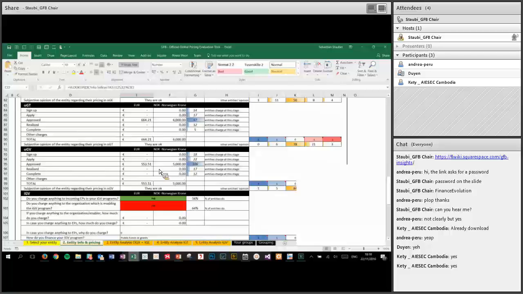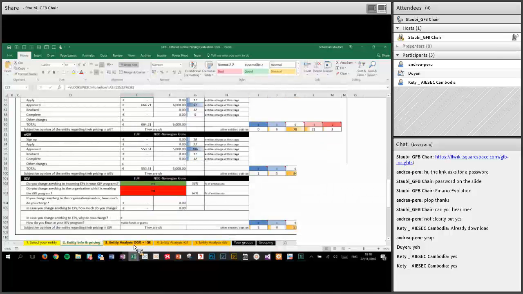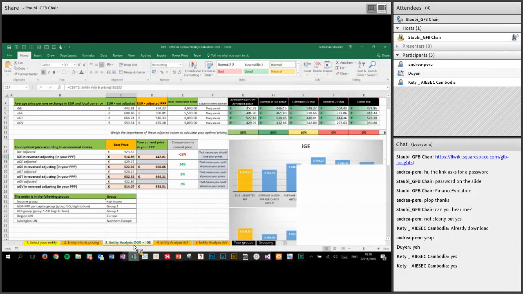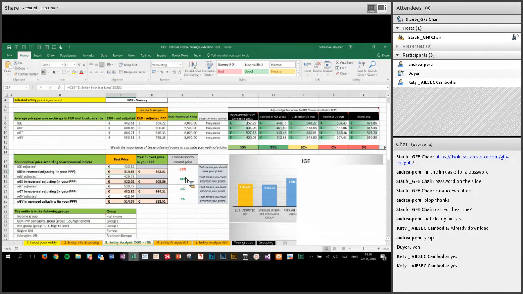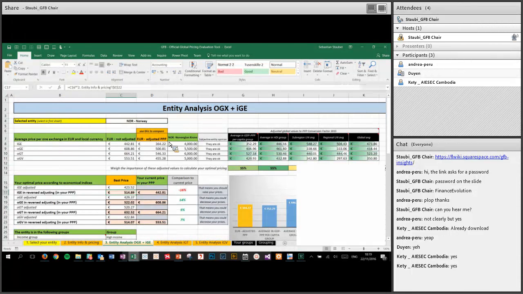Good. In the end, you are going into sheet number 3, and there is where the magic happens. So this is the interesting part, and you must be very careful in how you assess your prices, because it's not just okay, you select your entity and then you have the best prices. No. You must be very careful, because you have, here's a euro. Okay, let's go through it.